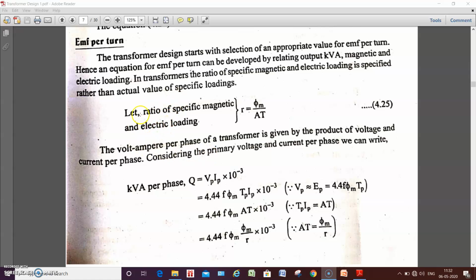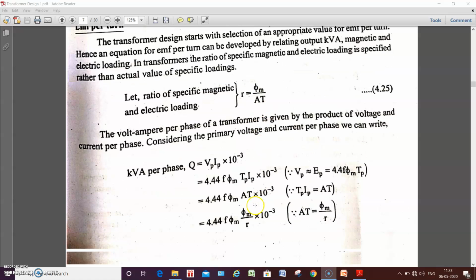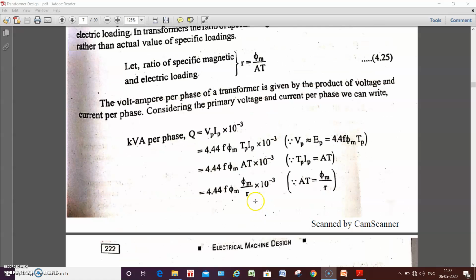So another factor we are defining here, ratio of specific magnetic and electric loading. So magnetic loading in terms of Im, electric loading in terms of ampere turns. kVA per phase, you know it is Vp Ip into 10 to the power minus 3 is the kVA. And you know this equation, Vp Ip is 4.44 f phi m into Tp Ip into 10 to the power minus 3.